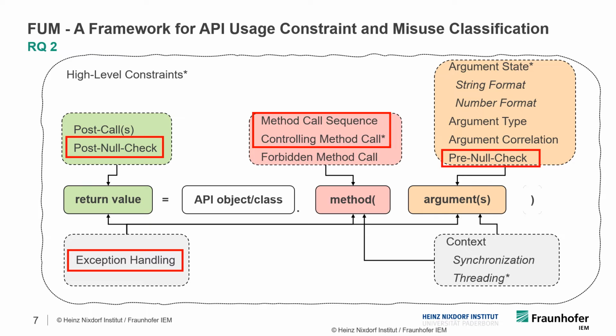First of all, we have the post-null check, which are rather implicit constraints, which require a null check to avoid runtime errors with null pointer exceptions. Next, we have the method call sequence, where several methods have to be called upon an API object in order to complete a correct usage. Certain API objects must be used in a predefined way with respect to method calls. In other words, a method call sequence is imposed on the API object, which is also known as protocol.